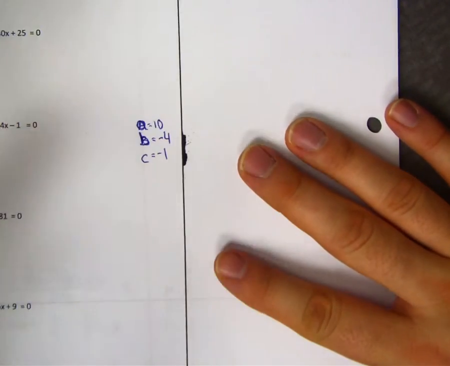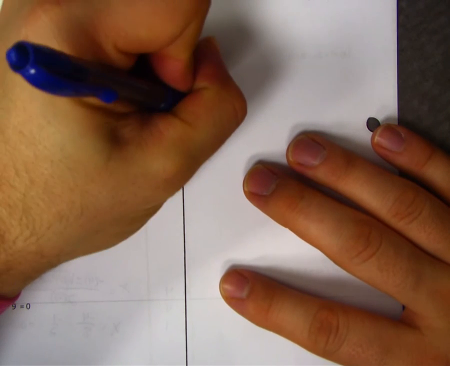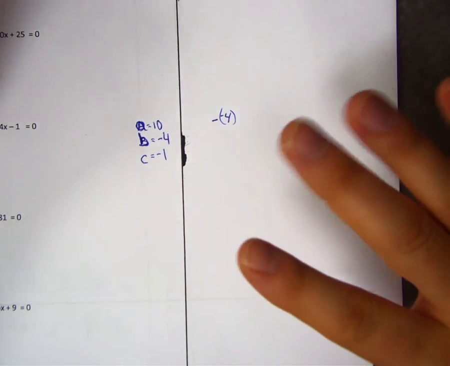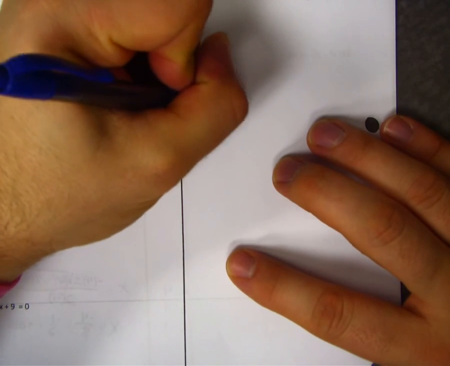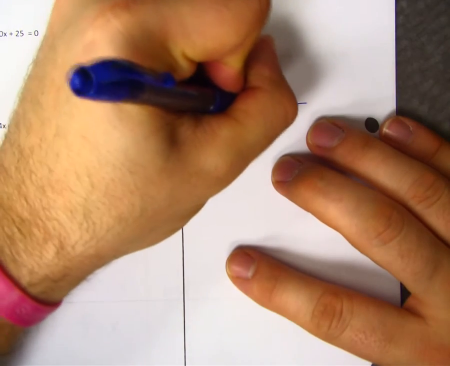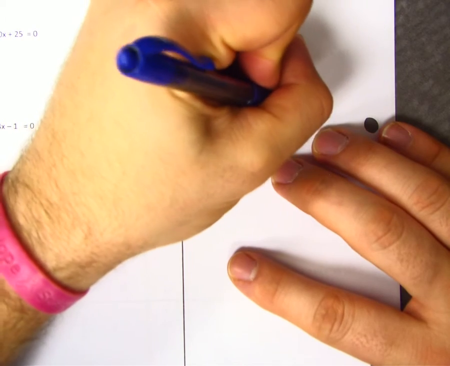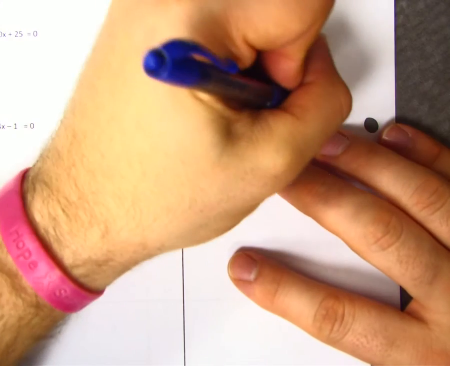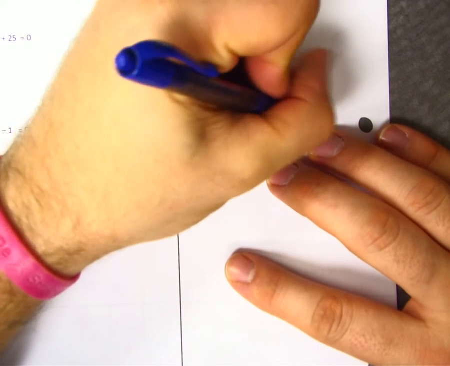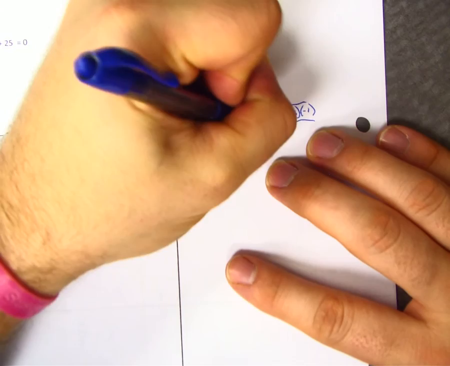Okay. So A being 10 and B being negative 4, so I'm going to say negative 4, which is basically plus 4, right? The opposite of negative 4 is positive 4, right? And then negative 4 squared minus 4 times A, which is 10, times C, which is negative 1, right? All over 2 times A, which is 10.